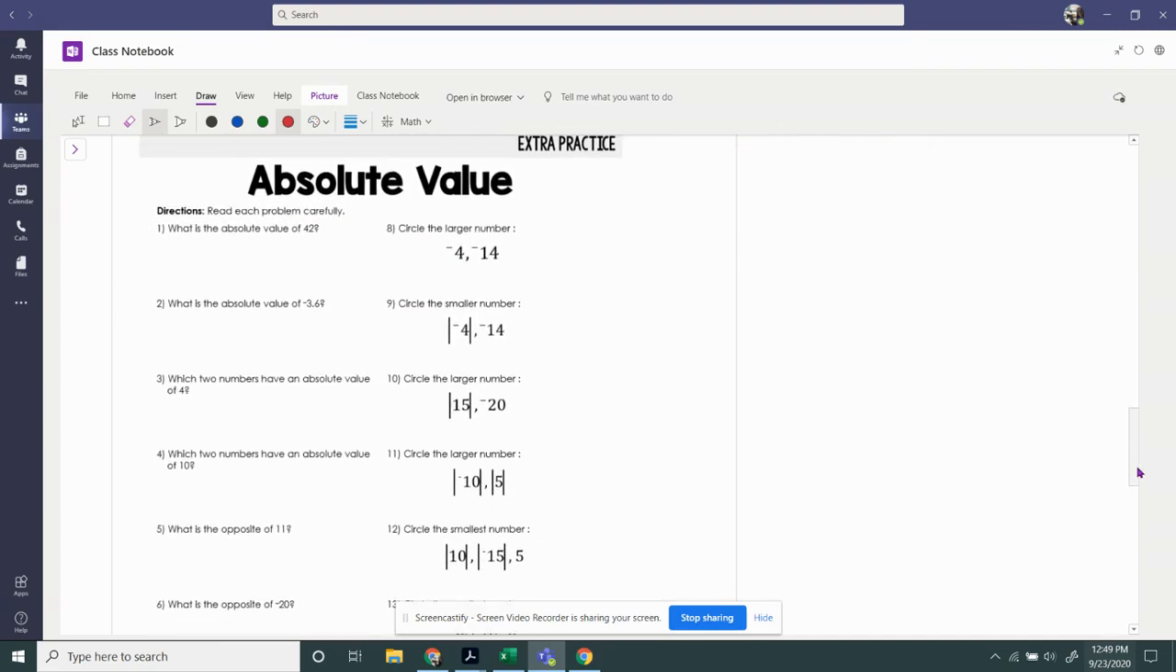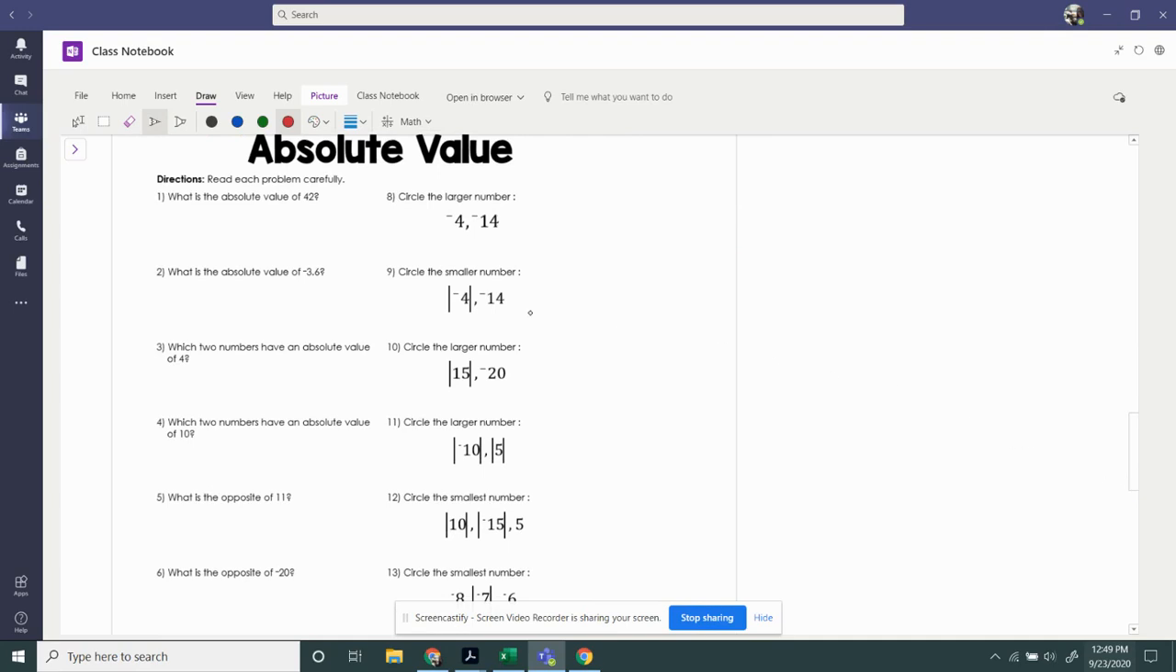Let's move on to extra practice. Number one asks us, what is the absolute value of 42? It's already positive, so the absolute value of 42 is 42.